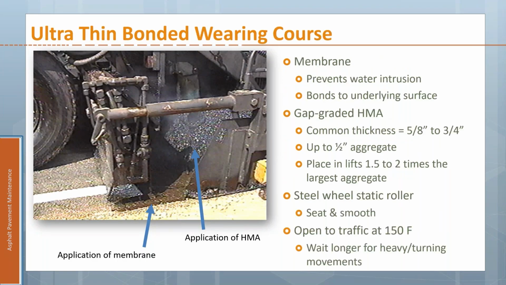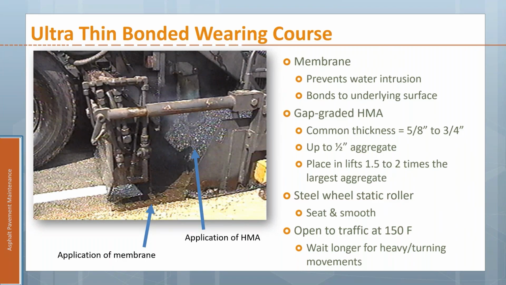That membrane prevents water from getting in there. It's going to bond a stronger bond with the underlying surface than what we see with some of the traditional emulsions. The common thickness, again, 5/8 to 3/4 of an inch, and you can use up to 1/2 inch size aggregates. So the lifts that you would place are going to be somewhere in the neighborhood of 1.5 to 2 times the largest particle in that mix design. And we're getting closer to something that's going to be designed more like an asphalt mixture.